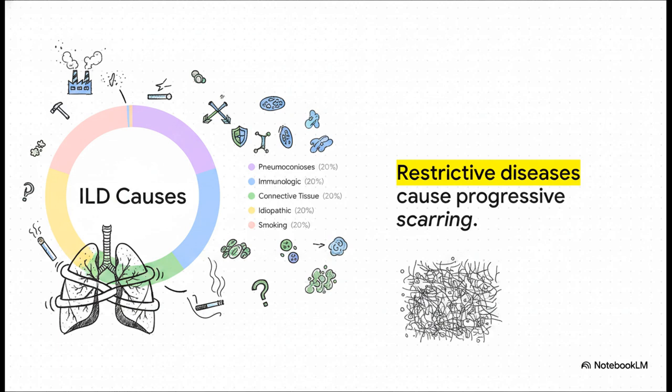We've got pneumoconiosis, which are essentially environmental or occupational diseases. Then there are ILDs tied to immunologic and connective tissue diseases, meaning systemic issues are basically attacking the lungs. We also have idiopathic pulmonary fibrosis, where the cause is totally unknown. And finally, ILDs directly linked to smoking. And the slow pacing of these diseases really mirrors their nature. It's a gradual, tightening corset on the whole respiratory system.